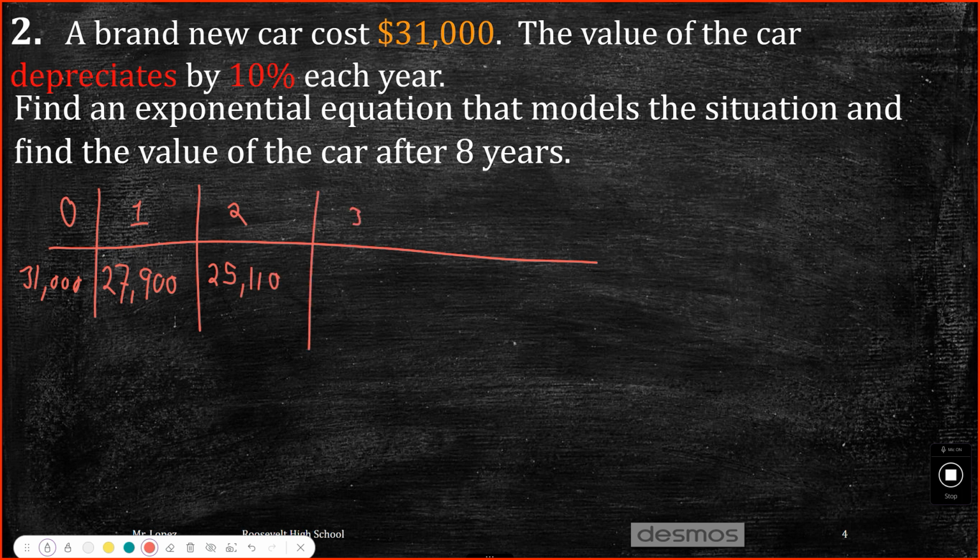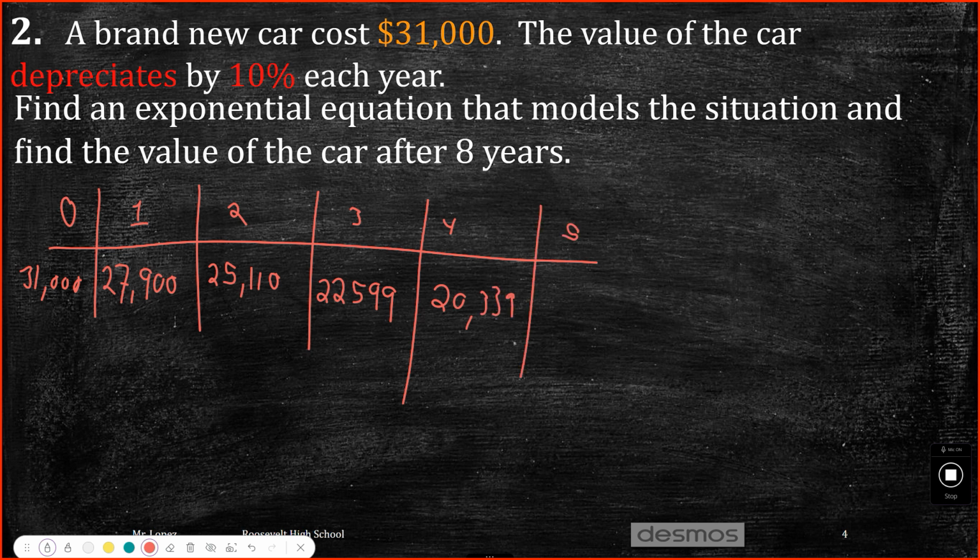Year 3, the value will be 25,110 minus 2,511. So this is going to be 22,599, and probably some of you guys will be doing it like that. And this is such a dumb way of doing it. I'm already getting fed up with doing it like this. 22,599 minus 2,260. So at year 4, the value of the car is 20,339.